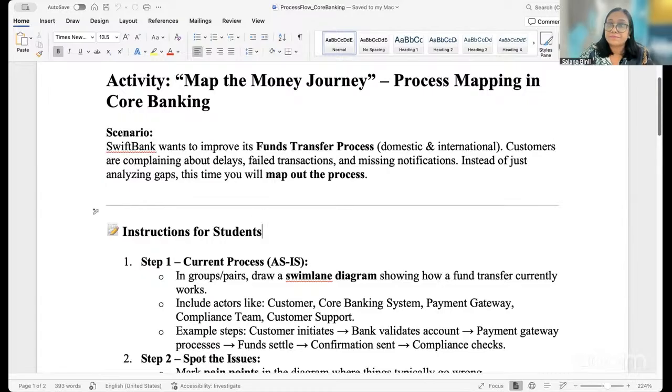So here, in this document, we are going to map the money journey. Process mapping for a core banking system. Now, Swift Bank wants to improve its fund transfer process, domestic and international. So as I told you, as a customer, you must have done fund transfers n number of times. Let's see what happens behind the scenes today. Customers are constantly complaining about delays, failed transactions, and missing notifications. Instead of just analyzing these gaps, it is time for you to map out the process.